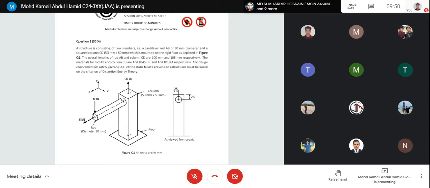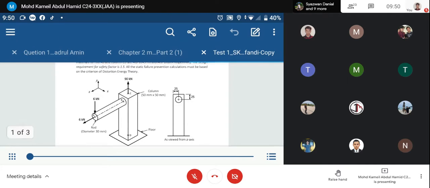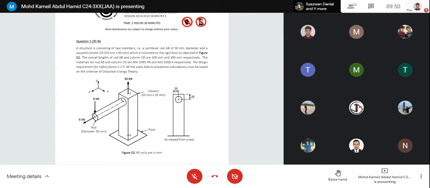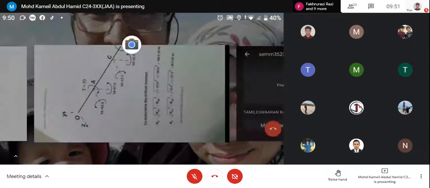So there are 3 loadings at support B: you should have your RBY, RBZ and MBX, with X pointing in the negative X direction. So that is to clarify. Later I will show you a bit of the solution.